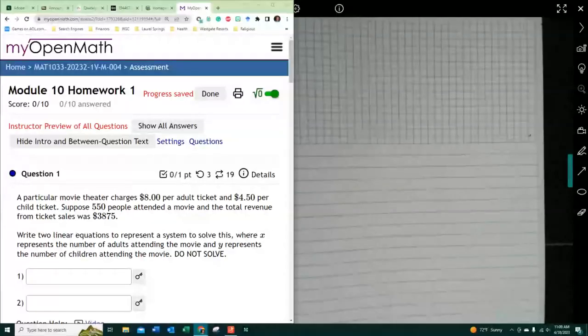All right, when it comes down to module 10.1, this is again all potential questions that could be on the final. So it's imperative that you understand how systems of equations work. The way these problems are is in fact a system of equations.